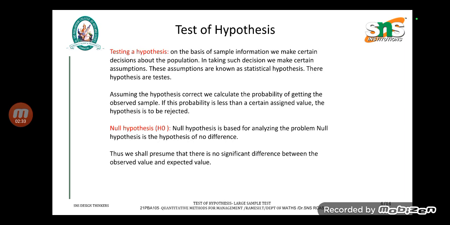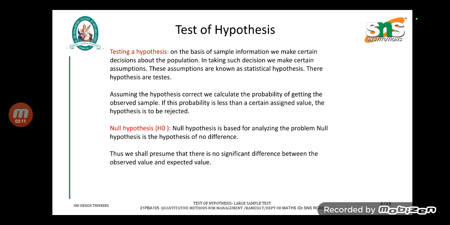Next, what is test of hypothesis? On the basis of sample information, we make some decisions about the population. In taking such decisions, we make certain assumptions. These assumptions are known as statistical hypotheses. These hypotheses are tested. Assuming the hypothesis is correct, we compute the probability of getting the observed sample. If this probability is less than a certain assigned value, the hypothesis is to be rejected.